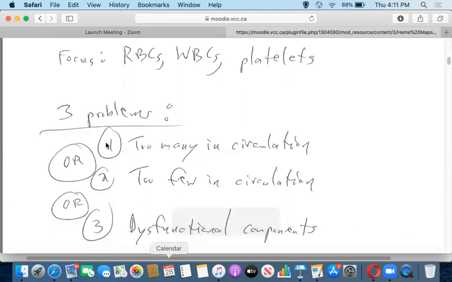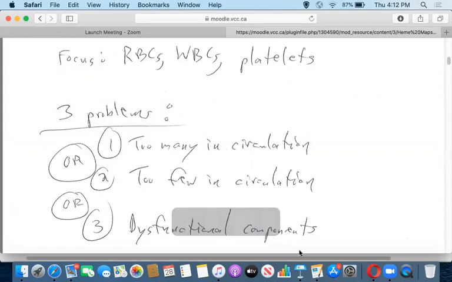and sometimes a combination. Let me give you an example. Anemia falls into which one of these categories? That's right, too few in circulation. Anemia is too few red blood cells in circulation. How about leukemia? What does that fall under? Well, that falls into too many in circulation, because in leukemia you have too many white blood cells in circulation.